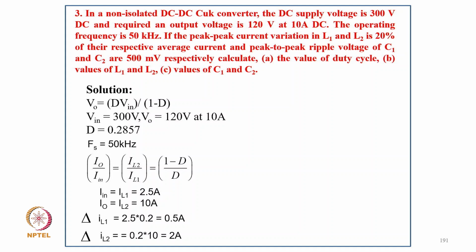So here the solution is V = D Vin / (1 - D). Vin is given as 300 volt, and the output is 120 volt at 10 ampere. So D comes to 0.2857 for a frequency of 50 kHz. So we have Io = IL2, and IL2/IL1 = (1 - D)/D. Typically, I take delta IL1 as 0.5 and delta IL2 as 2 ampere.